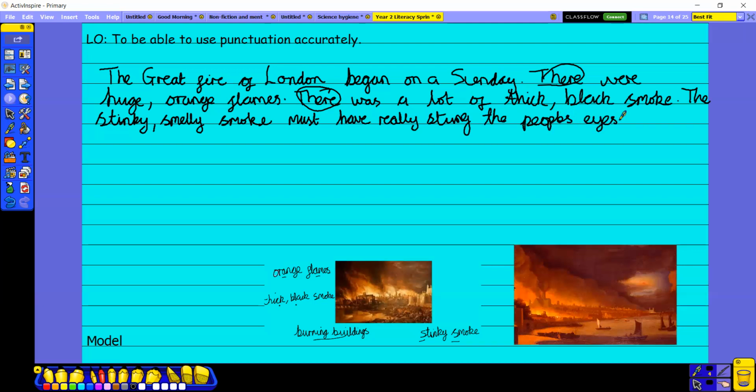Full stop. Okay, I'm going to mark my work this time as well. So I've got the Great Fire of London began on Sunday. I haven't got any adjectives in there. There were huge, orange flames. So I've got my two adjectives there, split by a comma. There was a lot of thick, black smoke, with a comma in there too. The stinky, smelly smoke. And I've even got in a bit of alliteration. Stinky, smelly smoke must have really stung people's eyes.